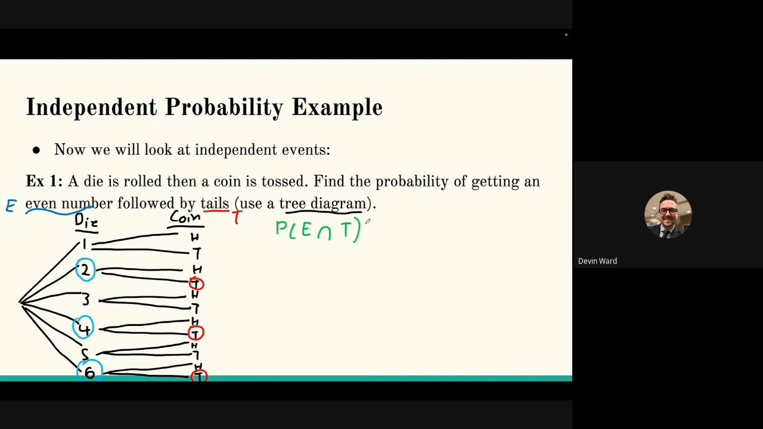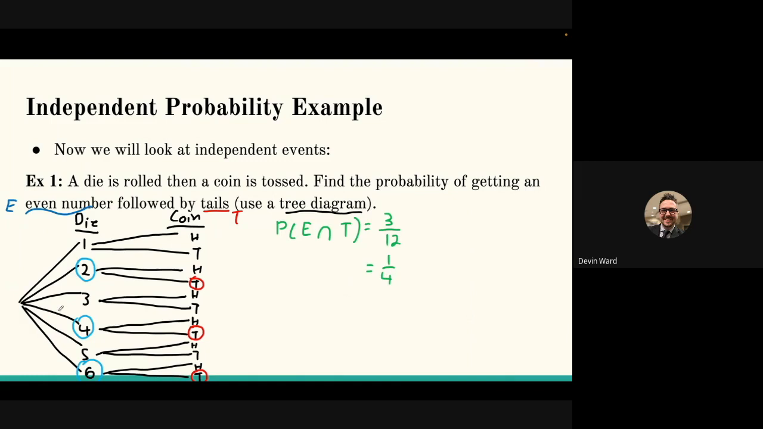That's going to be equal to, how many ways can we do it? We have 2 even, then tails is 1, 4, then tails is 2, 6, then tails is 3. So we have 3 ways of getting it out of 1, 2, 3, 4, 5, 6, 7, 8, 9, 10, 11, 12. 12 different ways. So the probability is, in lowest terms, 1 over 4. So the tree diagram works.